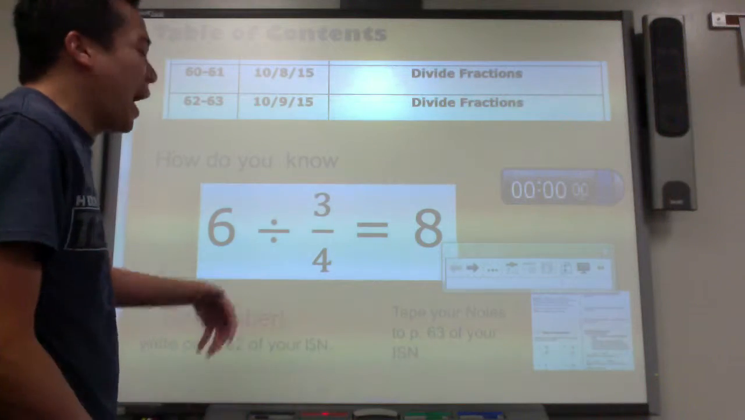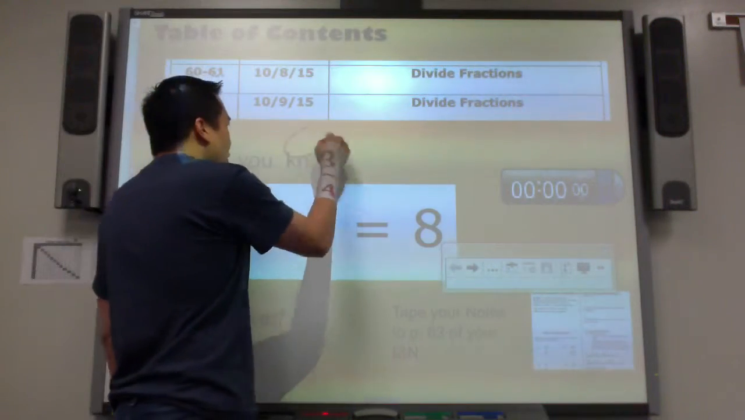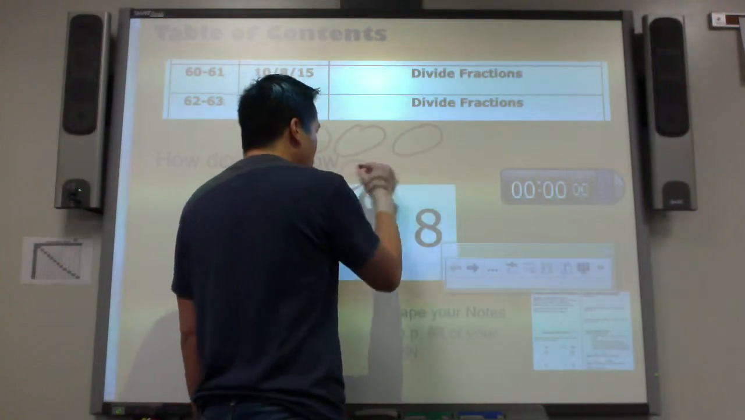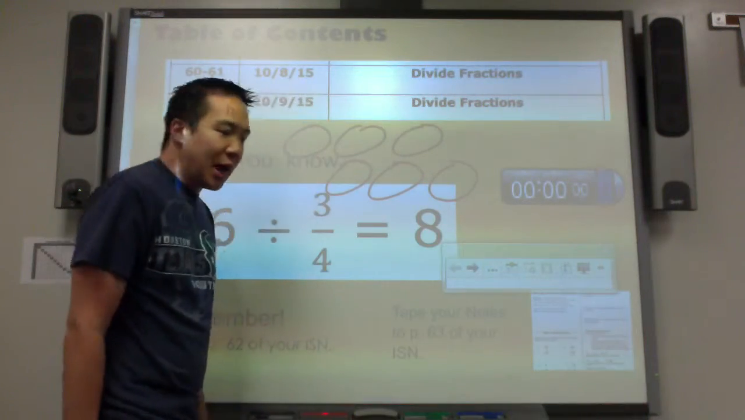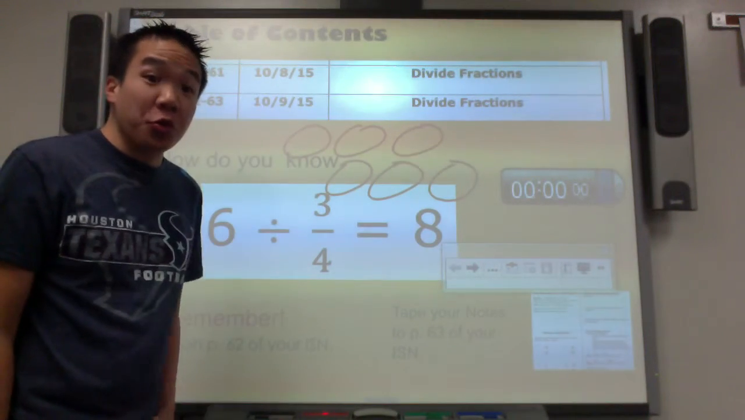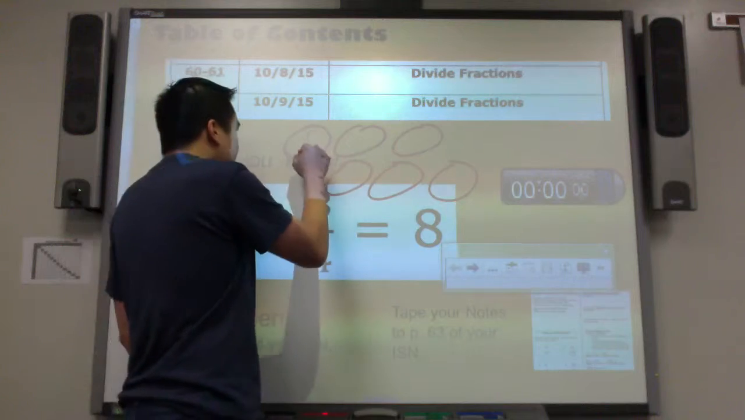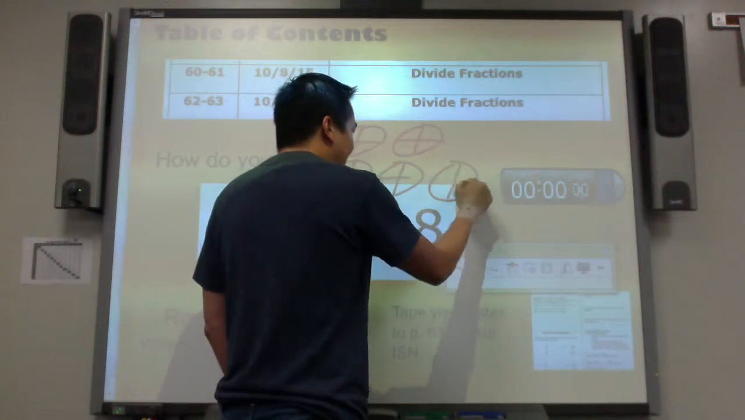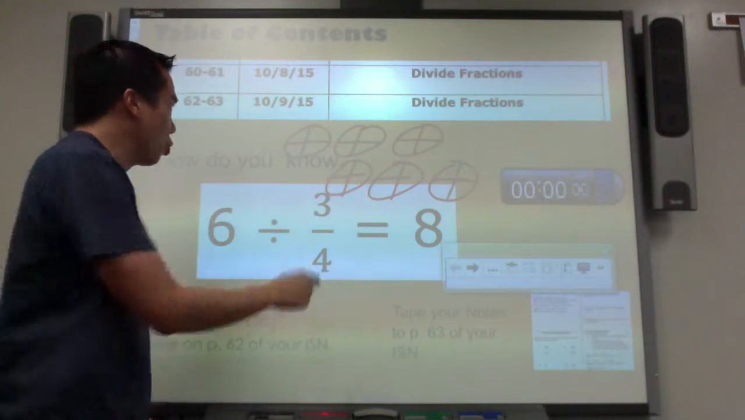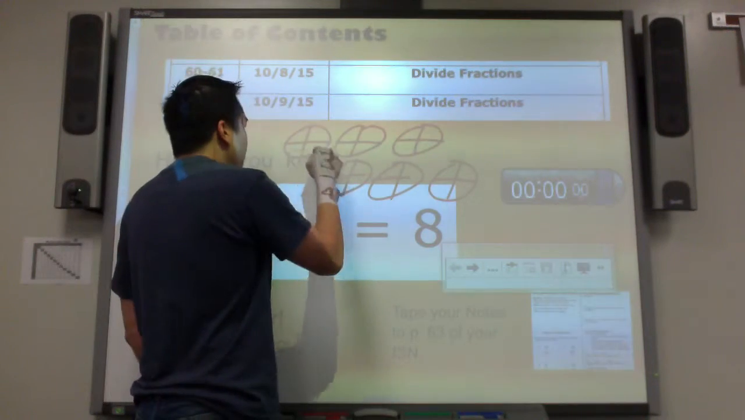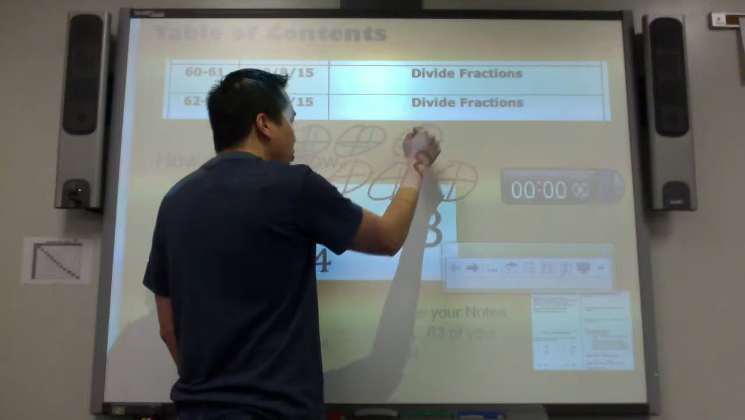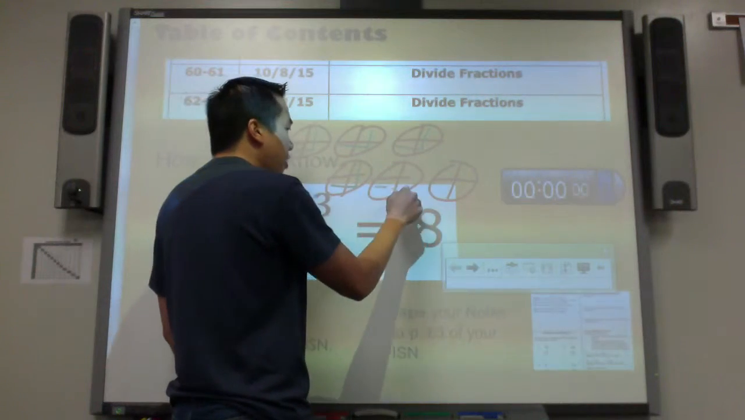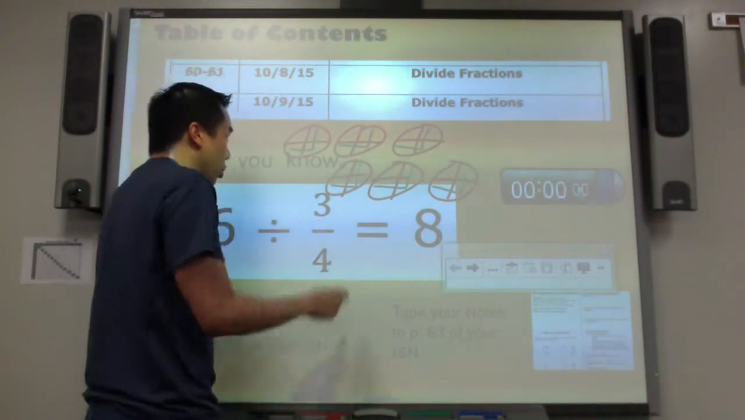Well, welcome back. How did you answer this? Did you answer by drawing 6 circles or 6 rectangles? How many groups of 3/4 go into it? So I'm going to divide each one into fourths. And let's count the number of groups of 3/4. There's 1 group of 3/4, 2 groups of 3/4, 3 groups of 3/4, 4 groups of 3/4, 5 groups of 3/4, 6 groups of 3/4.